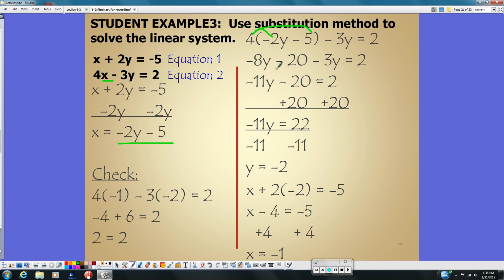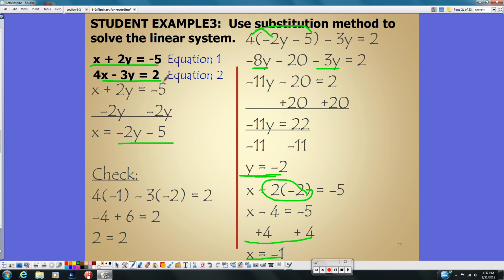So we have negative 8y minus 20 minus 3y equals 2. Combine your like terms to get negative 11y minus 20 equals 2. Add 20 to both sides to get negative 11y equals 22. Divide both sides by negative 11, and I have my answer for y is negative 2. I chose to use equation 1, and I chose to put the negative 2 in for y. x plus 2 times negative 2 equals negative 5. Multiply to get x minus 4 equals negative 5. Add 4 to both sides, and we end up with x equals negative 1.